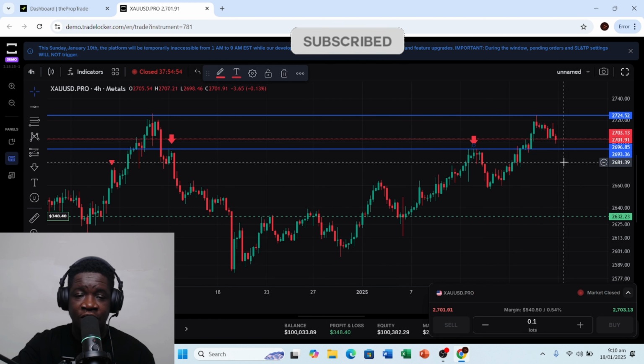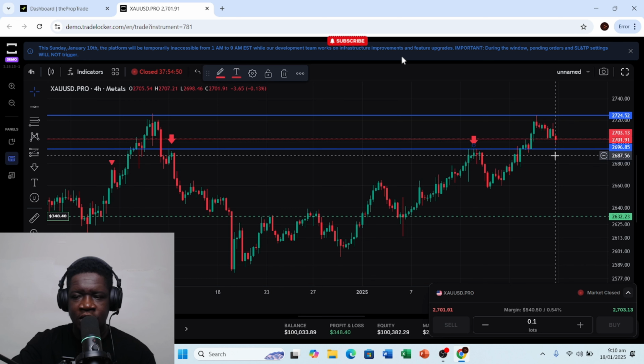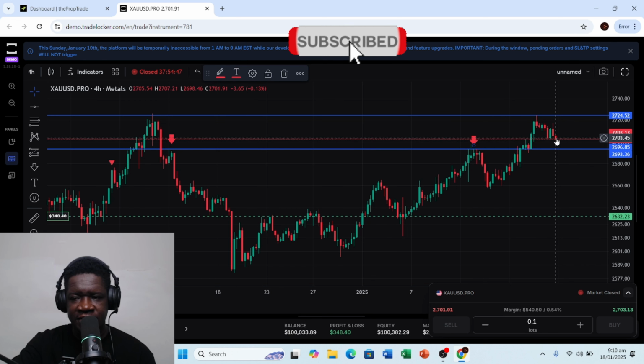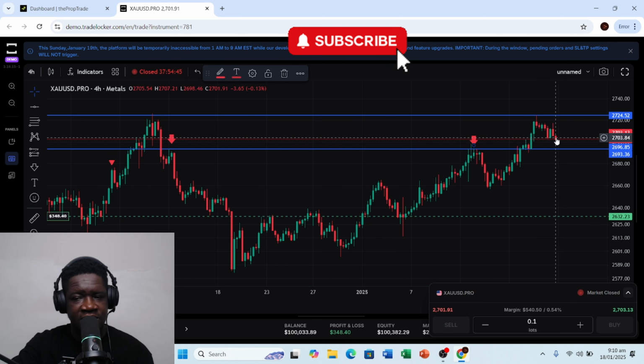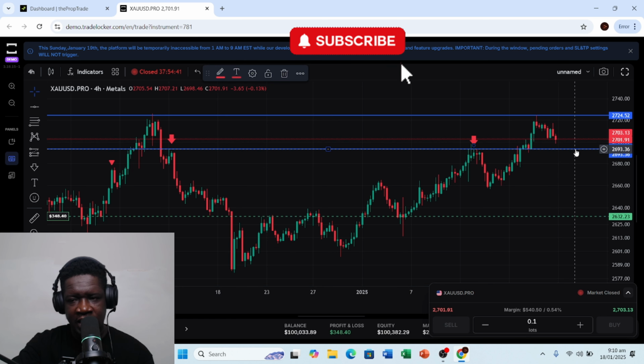Now, if you're looking out for, let's say, a sell opportunity, what you can do is wait for this candlestick or the next candlestick or the price to break through the current support.